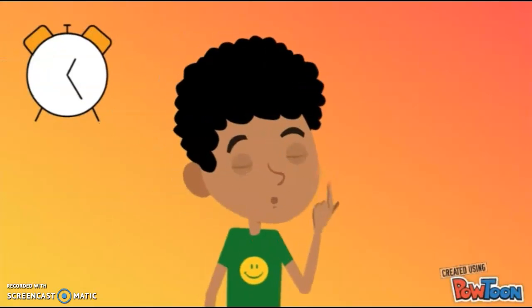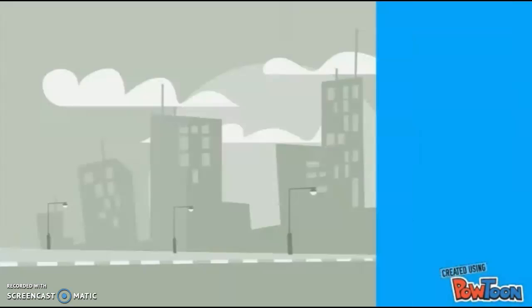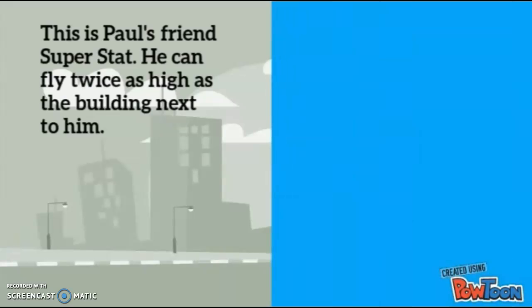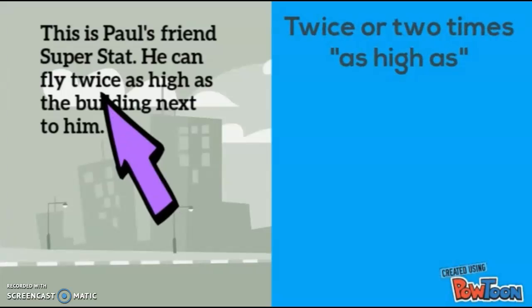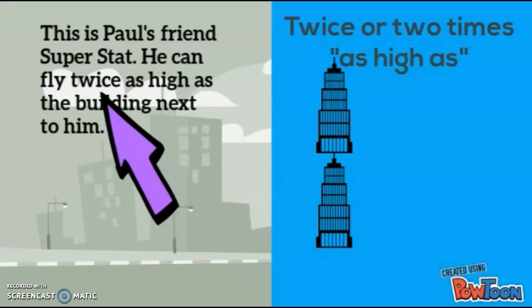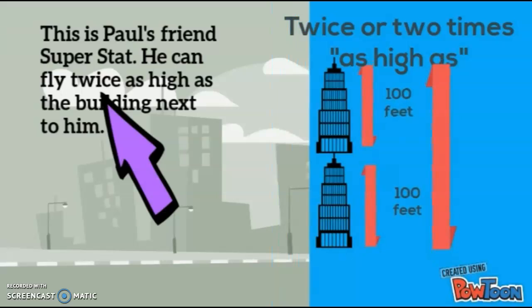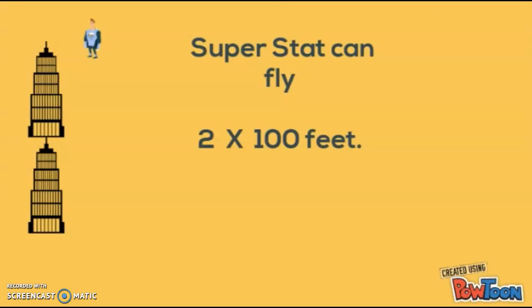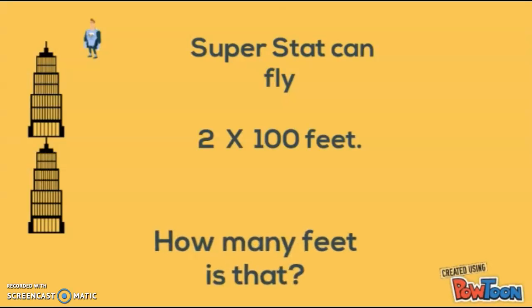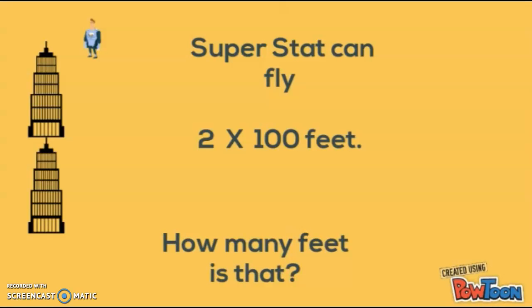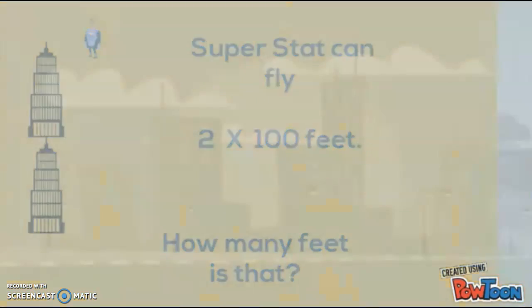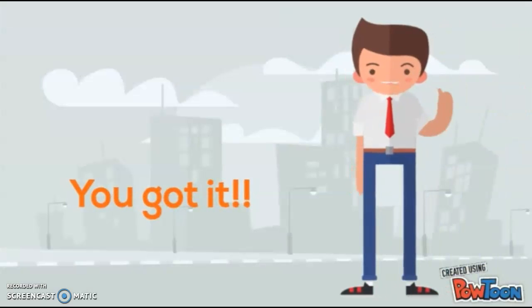Now's your chance to press pause and ponder. In my word problem, I see twice as high as. That helps me to know twice or 2 times as high as. So I'm going to do 2 times the amount of one tower, which is 2 hundreds on top of each other. Superstat can fly 2 times 100 feet. How many feet is that? You got it, 200 feet.